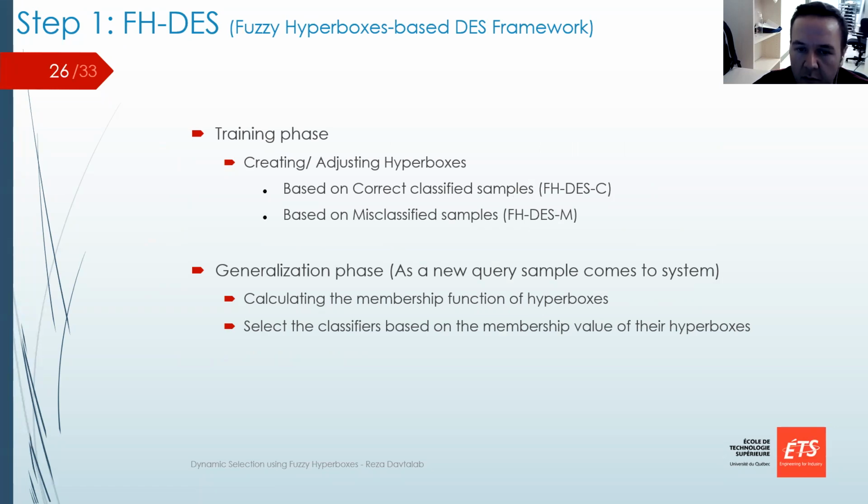So in the first step, we are going to introduce a dynamic selection framework based on fuzzy hyperboxes. It's called FHDES. During the training phase, the required hyperboxes are formed based on correctly classified or misclassified samples. These hyperboxes are used to identify the most competent classifier during the generalization phase. And one of the main features of the proposed framework is that it could work based on well-classified or misclassified samples, and according to the literature, the misclassified-based approach has never been used before.